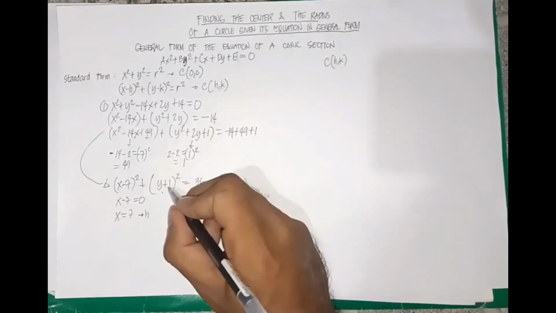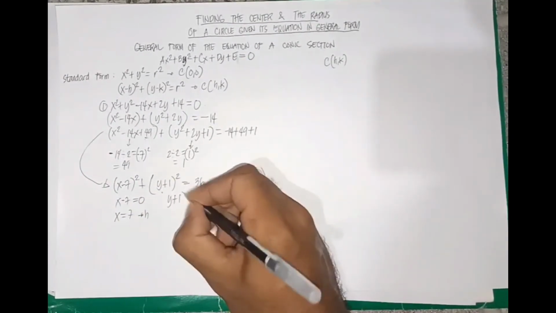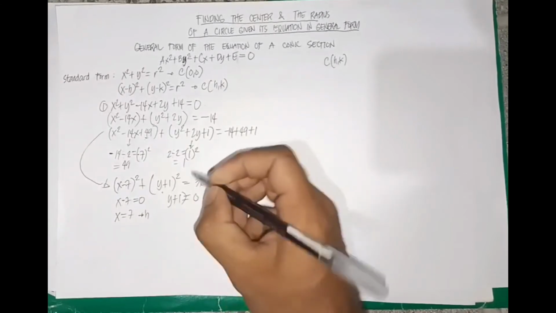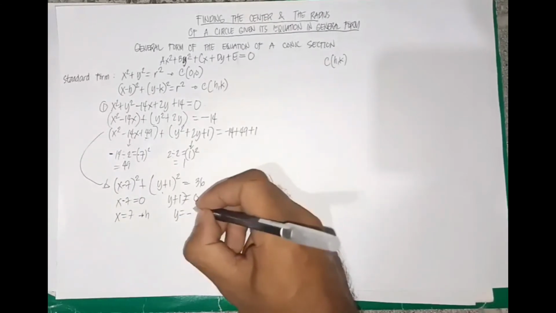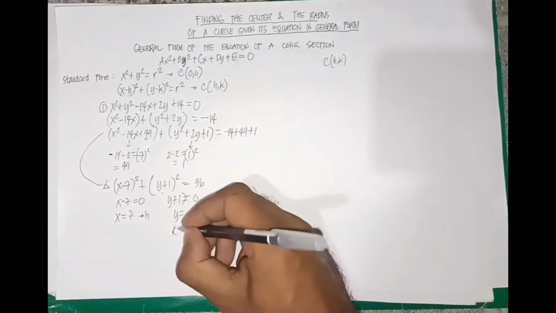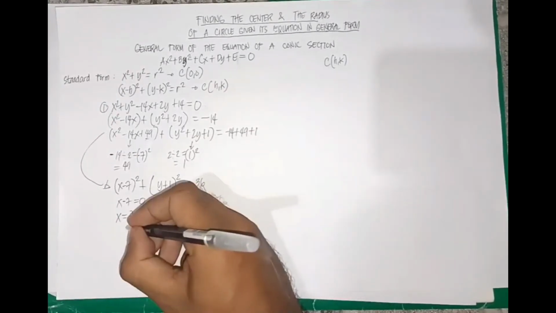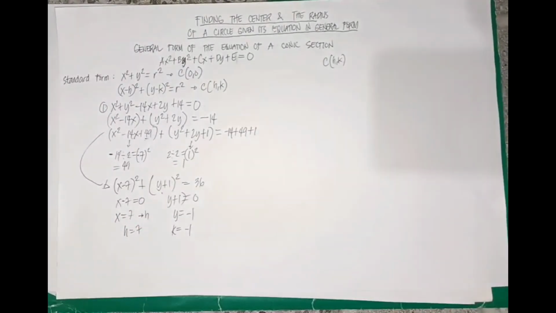And our k is, so y + 1, we equate this one to 0. So y + 1 = 0, so y equals negative 1. So our k equals negative 1, and our h equals positive 7.